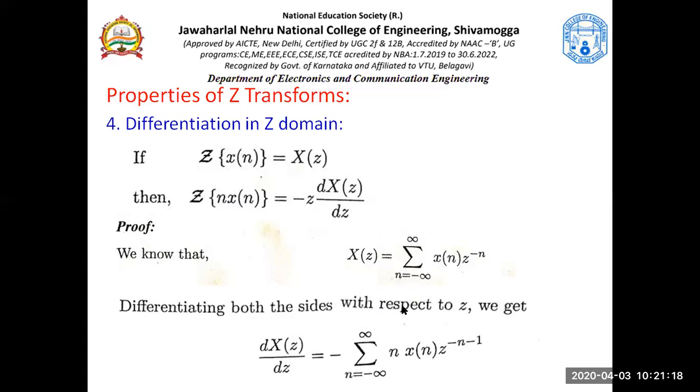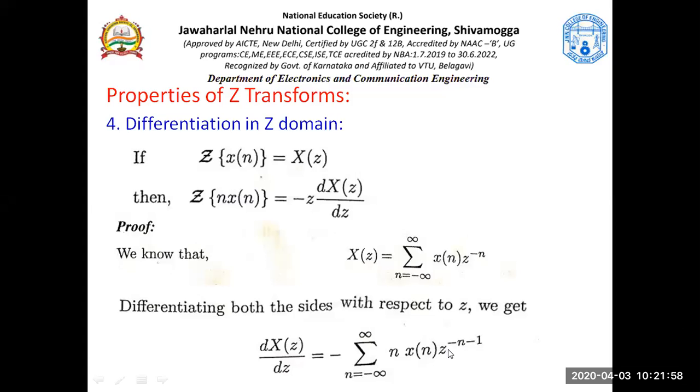Differentiating both sides with respect to z, we get d of x of z. But that means this we are differentiating with respect to z. And x of n, there is no z here, so this will be treated as a constant. Fine, keep that as it is. But see how to differentiate this with respect to z. So it is minus n z to the power of minus n minus 1. See, minus n is here, but the minus is taken out. So n is left inside the summation, and this becomes z to the power of minus n minus 1. Everybody is okay with this?